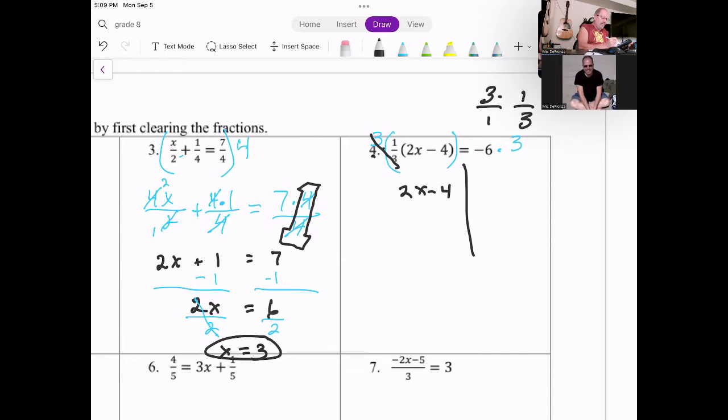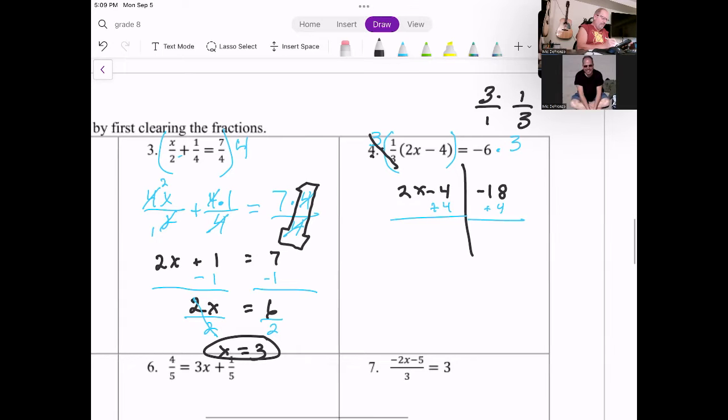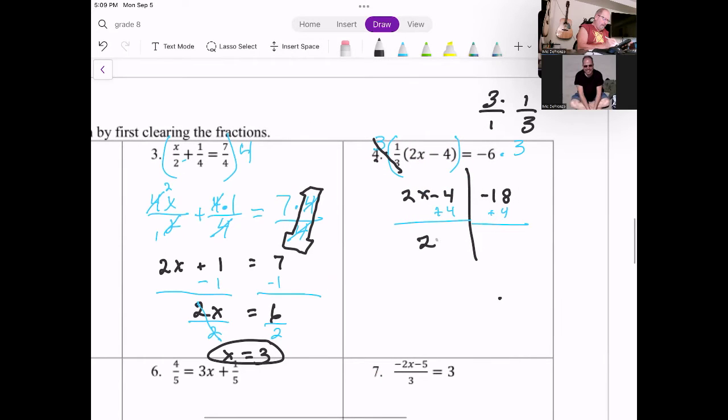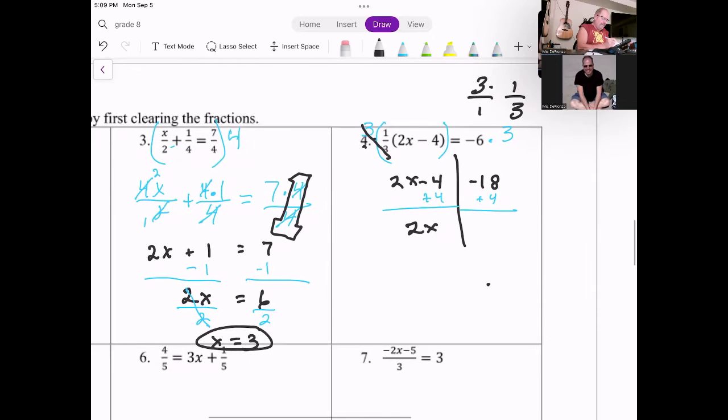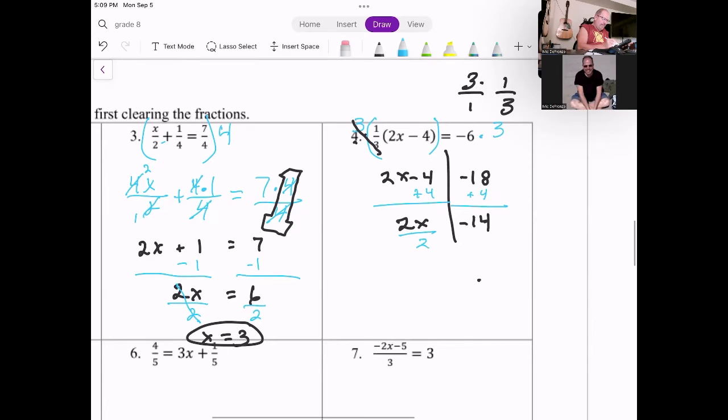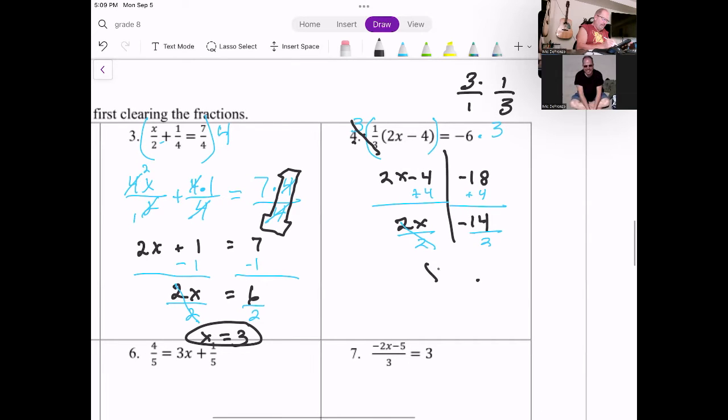Over here, negative 6 times 3 is negative 18. Now we undo minus 4 with plus 4 on both sides again. 2x is left, and here we have minus 14, or negative 14. And finally, we're going to undo the 2 times x by dividing by 2 on both sides. So now we have x equals negative 7.